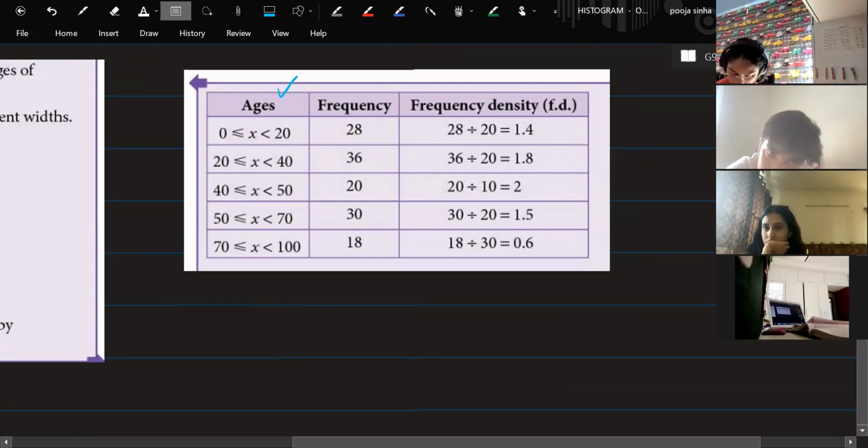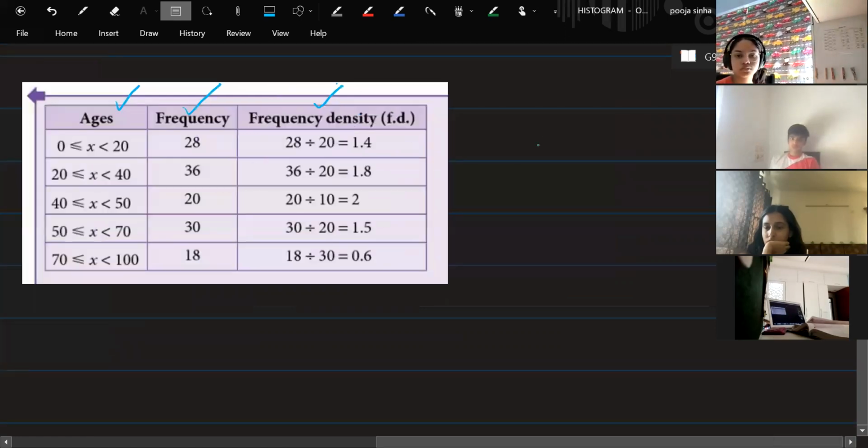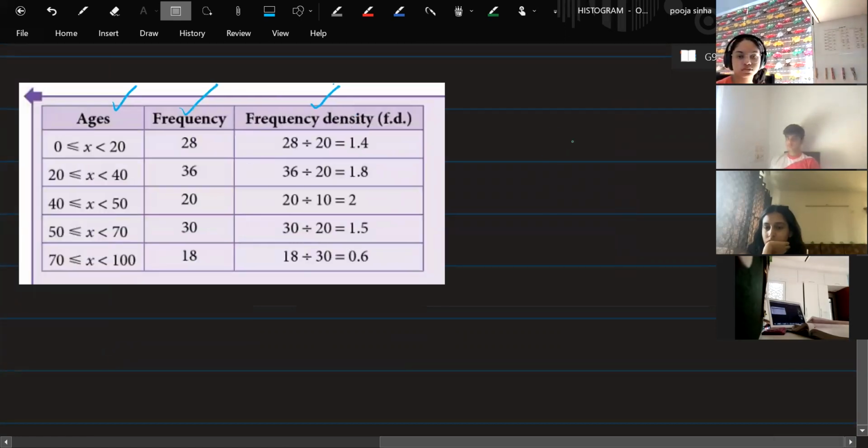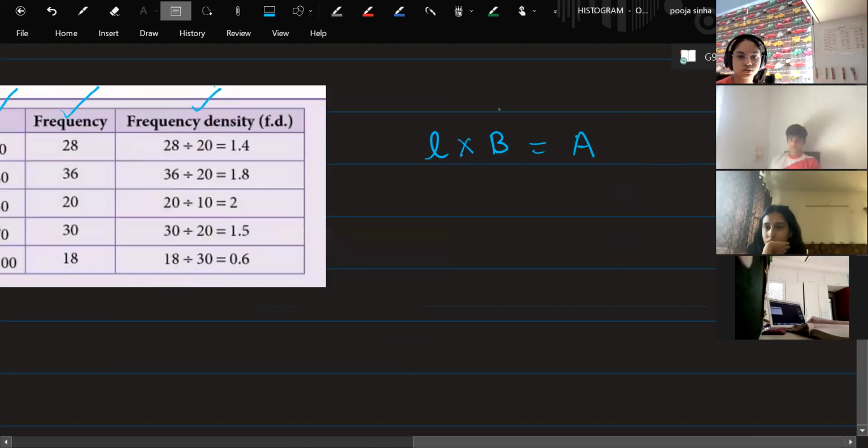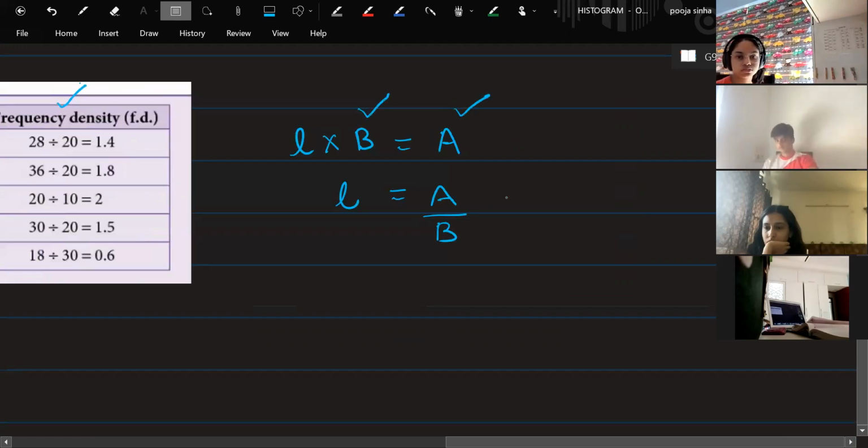This column was already there. This column was already there. You will create another column. Now you tell me, if I want to find out, I know length into breadth is equal to area, and I have the breadth, I have the area. If I want to calculate length, what will be the formula? Area upon the breadth, right? And what was area for me?